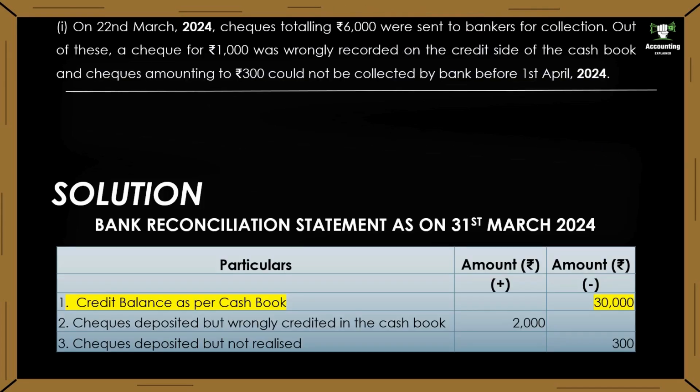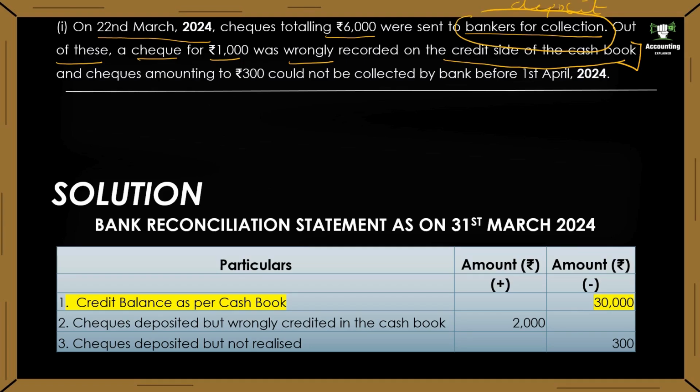The next transaction is on 22nd March 2024, checks totaling 6,000 were sent to bankers for collection. Out of this, a check of 1,000 was wrongly recorded on the credit side of the cash book. We will take till here. Next one we will see as the next transaction. Okay. So when you send the check to the bankers for collection, it means it is a deposit check. You have to understand that and keep it in your mind.